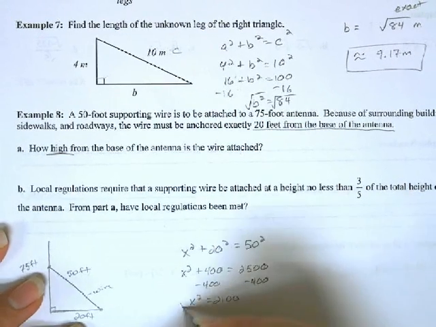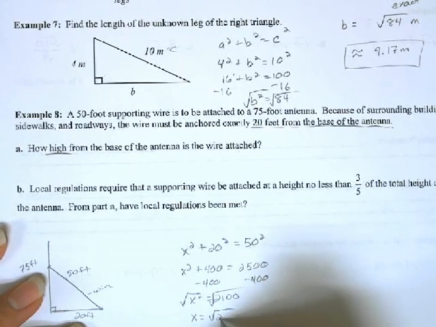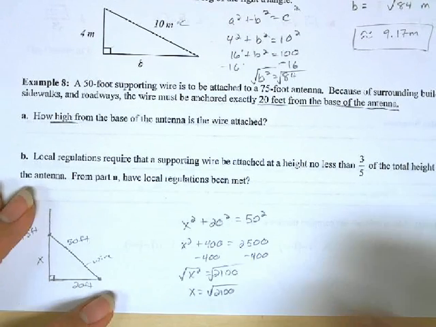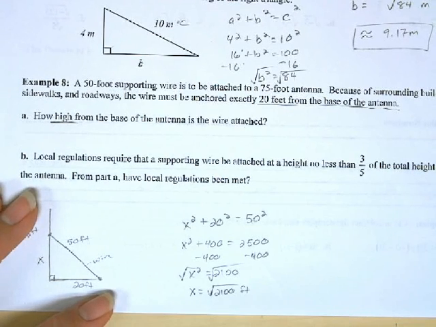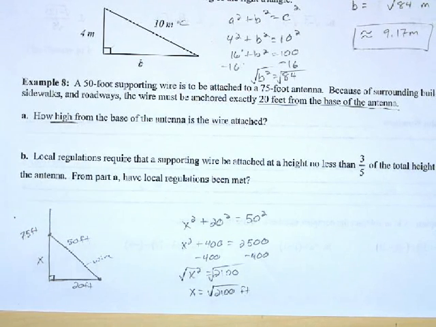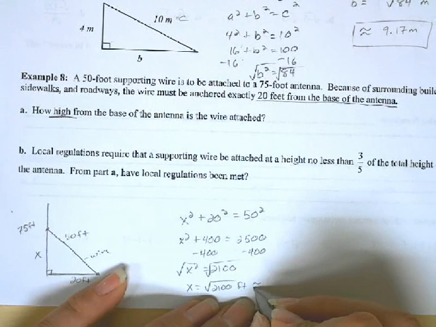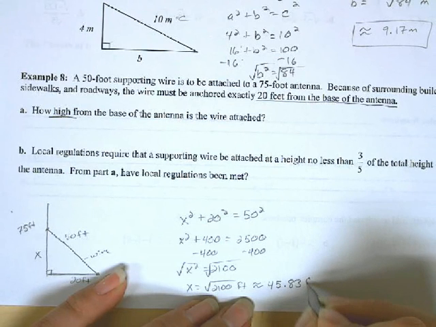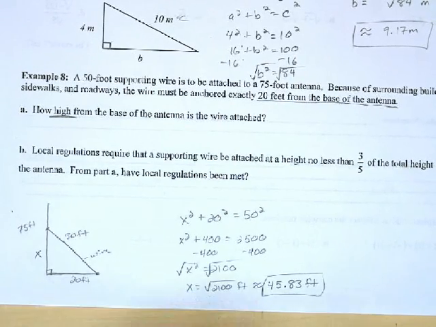Take the square root of both sides. X is equal to the square root of 2100. That technically could reduce as far as the radical goes, but that's an exact answer, and I'm okay with that. And then the approximate, if you plug that in your calculator, you get like 45.83 feet. Units are always important, so make sure you have those on there. So 45.83 feet, that's what we have for part A.